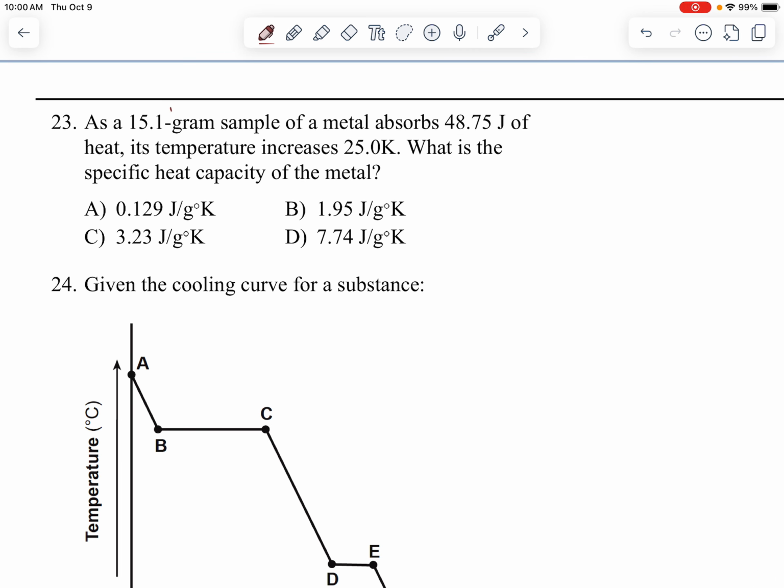All right, I have mass, I have absorbs. So I know this is a positive amount for my Q. The temperature increases 25 Kelvin. I have my delta T. What's the specific heat capacity of the metal? Right, so now I'm looking for my C. So same equation. I plug everything in.